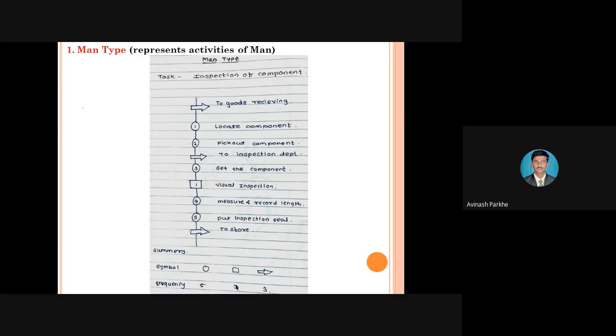Yesterday we discussed the inspection of the component. Inspection means if I have to go for job checking, then during that job checking, whatever movements are taking place by that man or the operator, all these movements are recorded by using this man type of flow process chart.